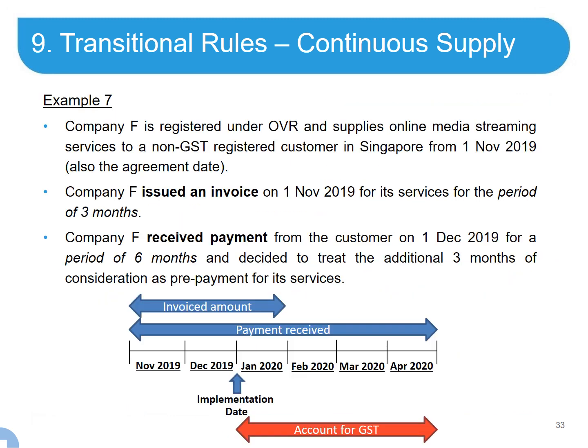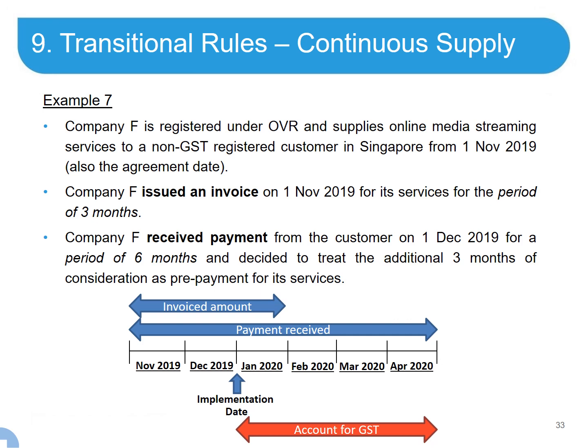To illustrate the transitional rules for a continuous supply of services, we will look at example 7. Company F is registered under OVR and supplies online media streaming services to a non-GST registered customer in Singapore from 1st November 2019. Company F issued an invoice on 1st November 2019 for its services for the period of 3 months. Company F received payment from the customer on 1st December 2019 for a period of 6 months and decided to treat the additional 3 months of consideration as prepayment for its services.